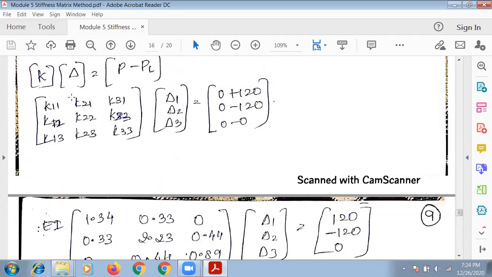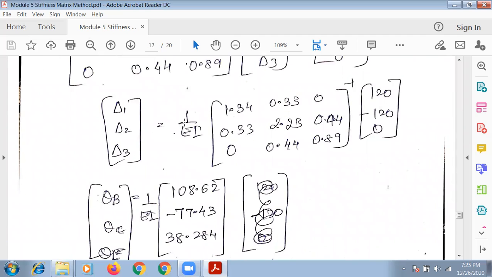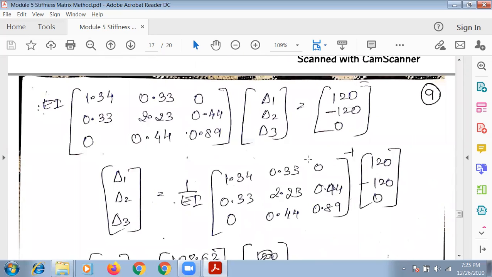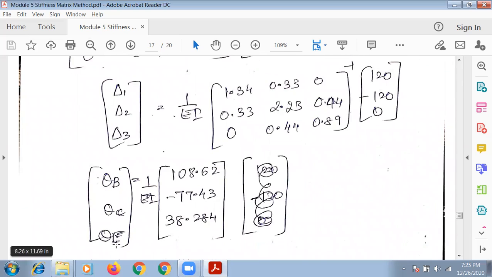But don't write the formula like this. Just remember one thing: the first number indicates the row, the second number indicates the column. So this is the second row, K21, K31. Write it like this only. Just flip this and write. Once you mark this, then delta 1, delta 2, delta 3. So it is 1 by EI, this portion comes here, so it is this matrix inverse into this. Here it is theta b, theta c, and theta e. Three unknowns. Theta is unknown, so put it in the calci and solve.